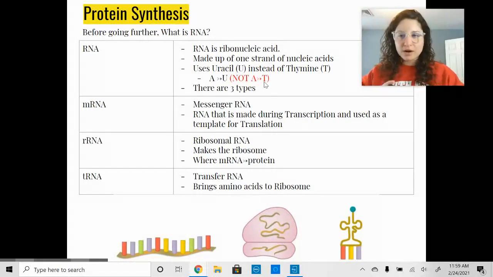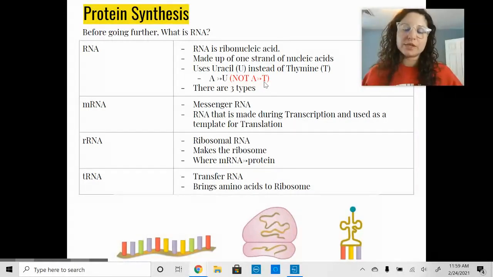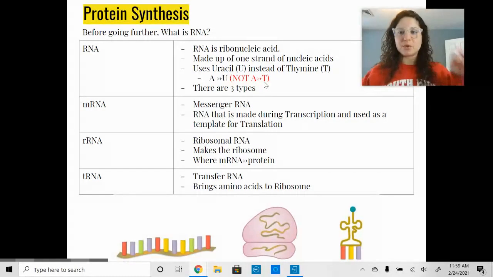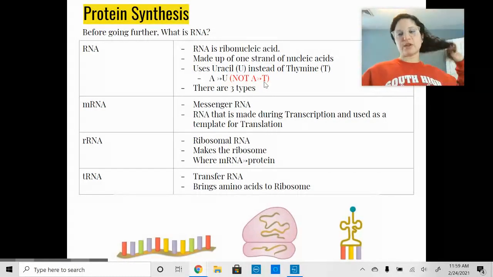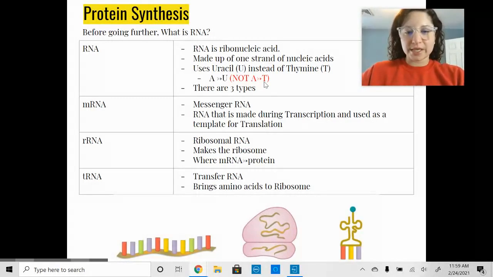Next up, we have rRNA. rRNA stands for ribosomal RNA, which means that this type of RNA makes the actual structure of the ribosome, which is one of the cell organelles that we looked at when we were looking at cell organelles. So ribosomes are actually made out of RNA, and this is also the location of translation.